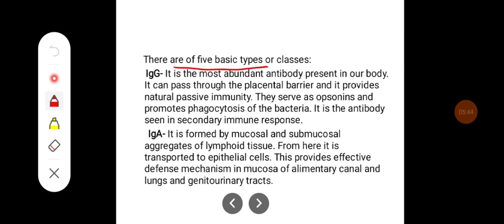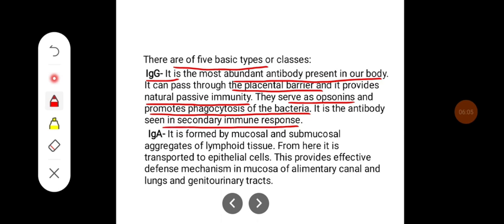There are 5 basic classes. IgG is the most abundant antibody present in our body. It can pass through the placental barrier and it provides natural passive immunity. They serve as opsonins and promote phagocytosis of bacteria. It is the antibody seen in the secondary immune response.